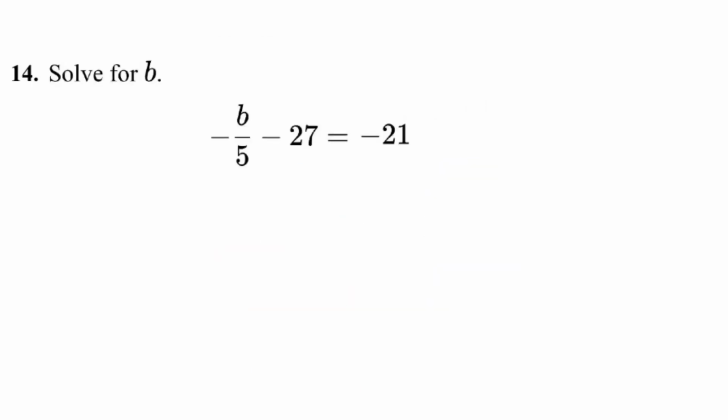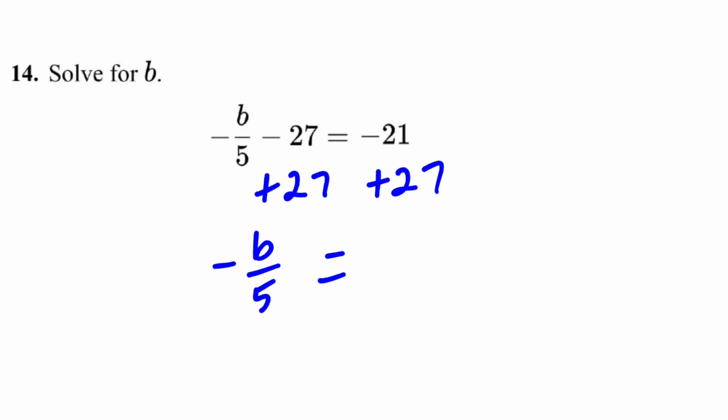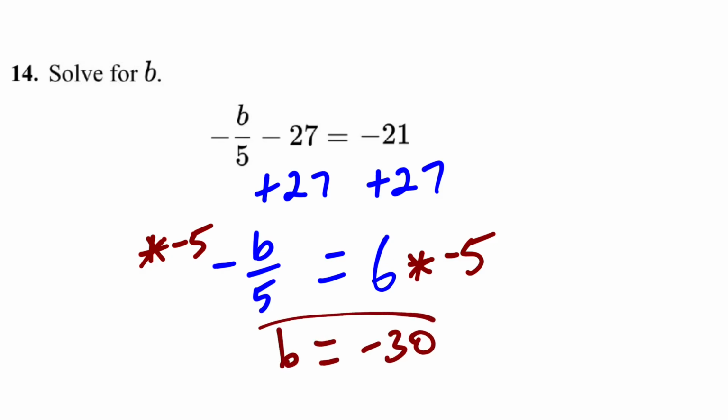It's possible there'll be a negative in front of your fraction. So this is how that works. Let's add 27 to both sides, and we have negative b over 5 is equal to a positive 6. Be careful with the negatives. If we want to cancel this out in one step, we can multiply both sides by a negative 5. We could do it in 2, but you're also able to do it in 1. That negative cancels out and the 5 all in one step, and we get negative 30.